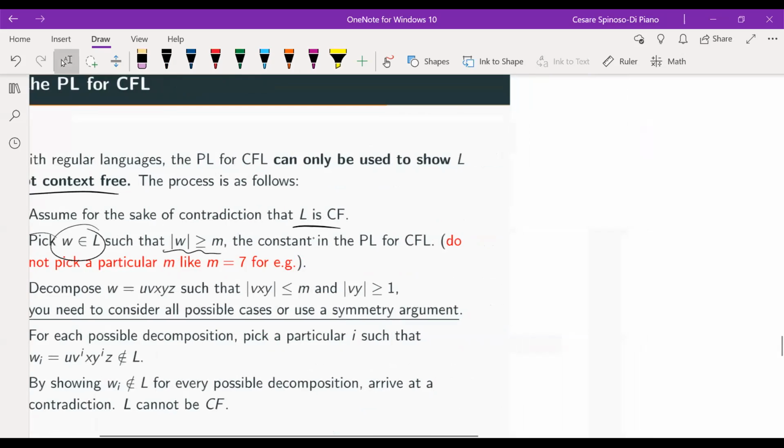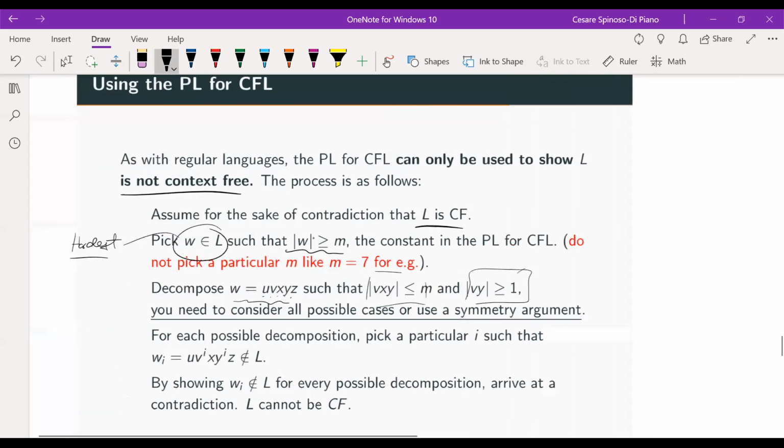And then what you do is you decompose. So you decompose W into u, v, x, y, z, where you're going to say, I want vxy to be at most m and vy to be at least 1. Okay, so you're decomposing kind of like the regular language, but a bit more complicated.